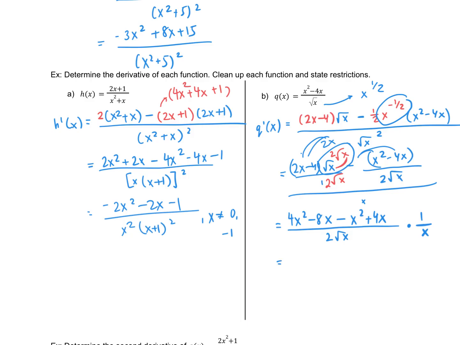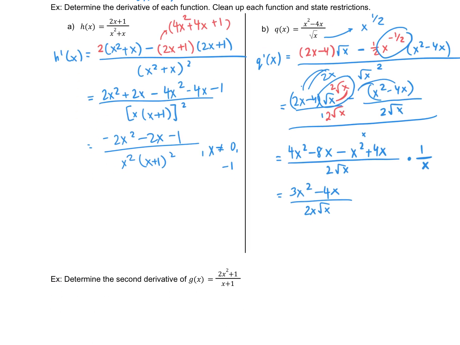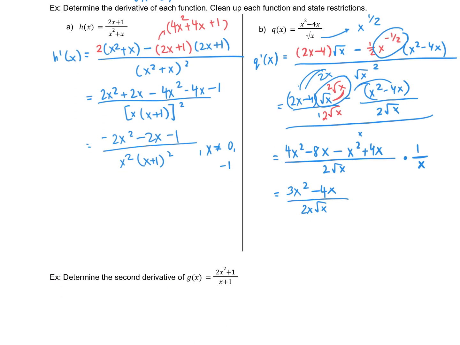Okay, so I'm going to clean this up. My numerator, I have 3x squared, I have negative 4x, all over 2x root x. And if I did want to take it a step further, I could multiply top and bottom by root x. It will make the numerator look uglier, so I think I would just keep it like this in case I had to do anything.